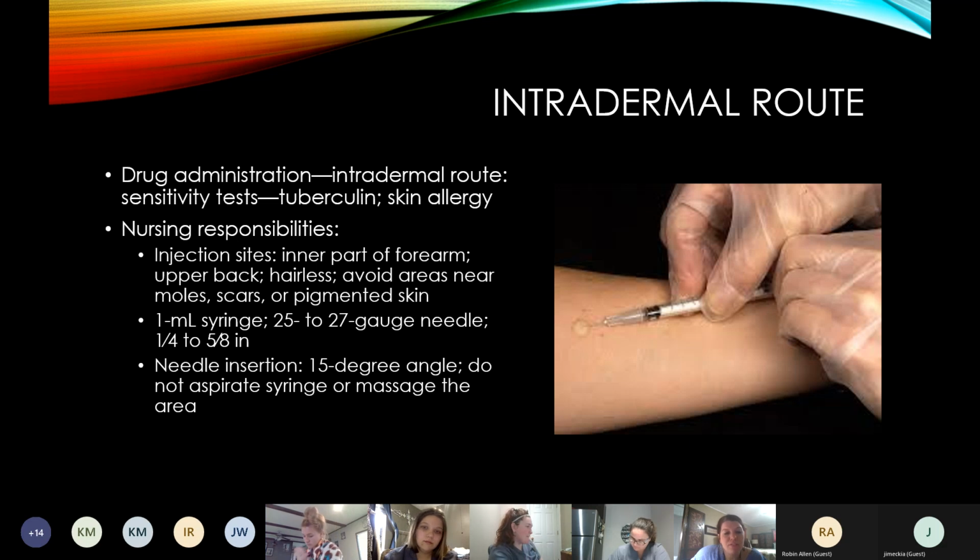We insert the needle at a 15-degree angle, and these are very small needles as well. And it's 9 times out of 10 done on the forearm. I'm sure y'all had to have a TB skin test for school, right? Or some people will call it a PPD. And we want to see a little bleb for these medications.